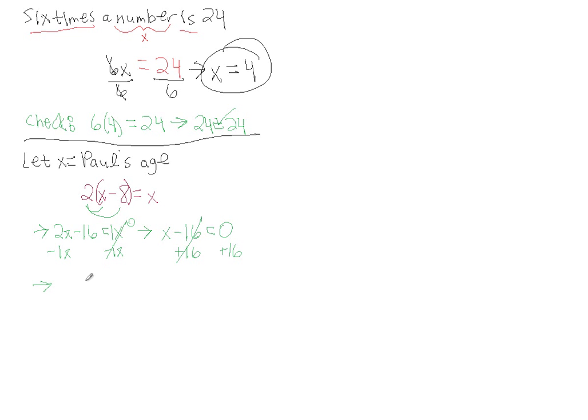This canceled out, so we only have x on this side. 0 plus 16 is 16. So x equals 16. Paul's current age is 16.